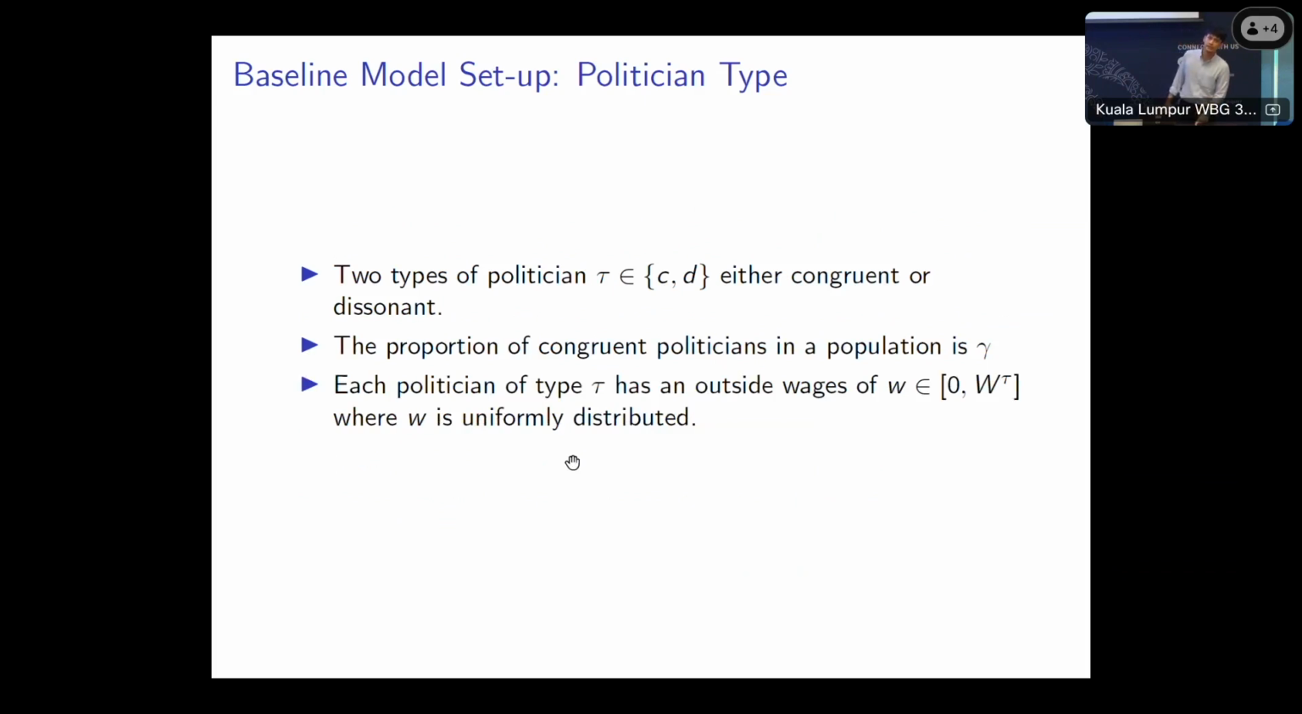The key point here is that that's basically the reason why there's a difference between who runs and who doesn't run: the congruent and the dissonant politicians. And the type doesn't change across time. But you're going to tell us what you mean by congruent and dissonant.